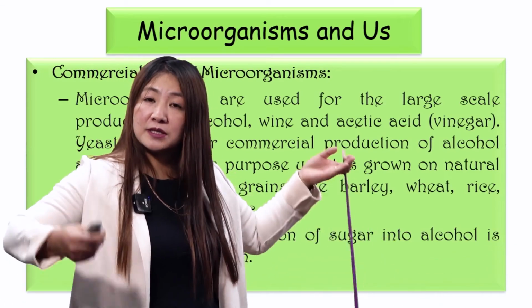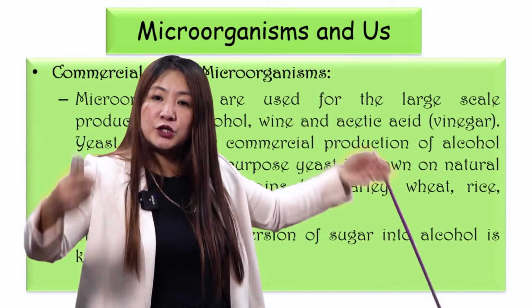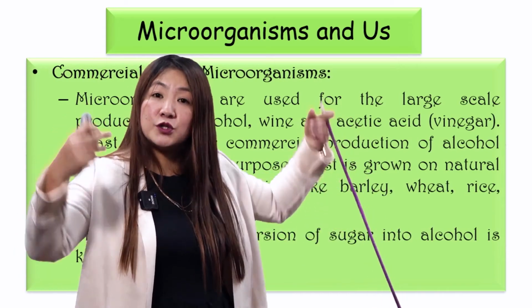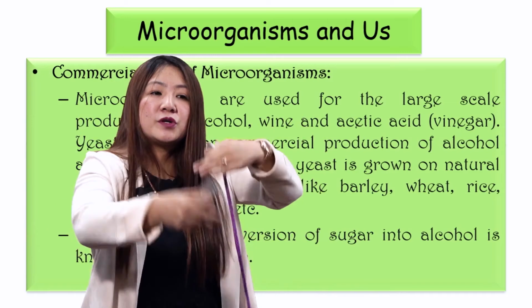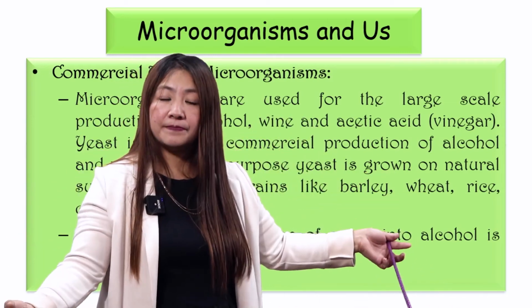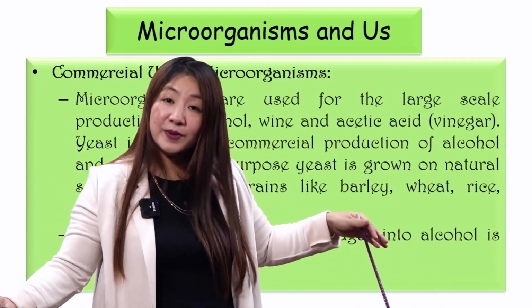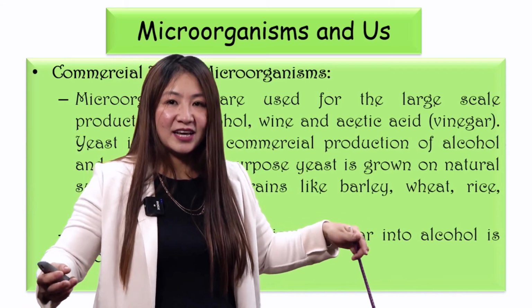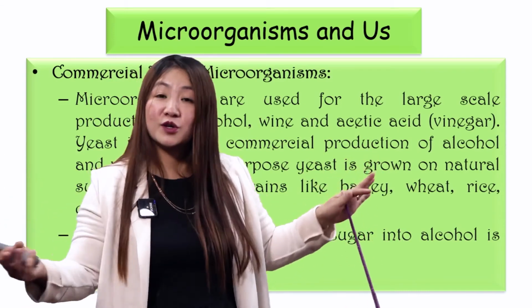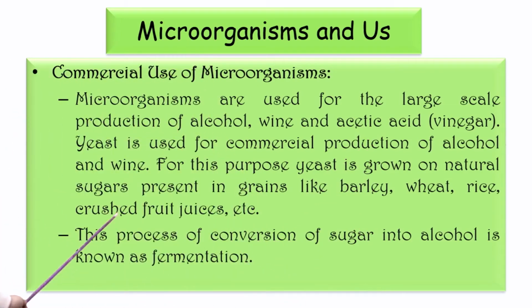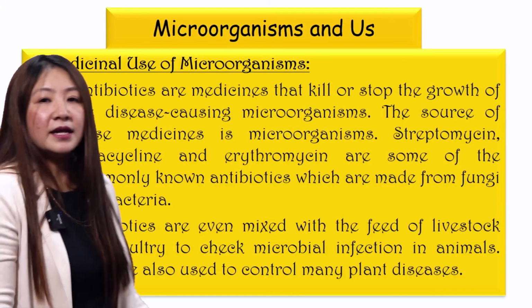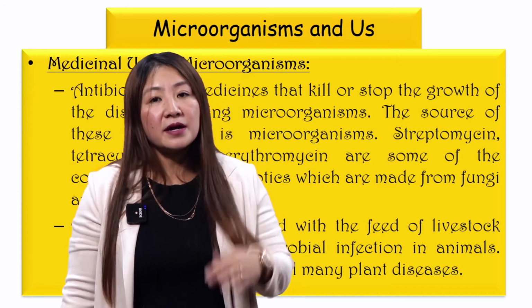Yes, because fruits contain sugar, wheat contains sugar, barley and rice contain sugar. So when the yeast feeds on this sugar, the sugar is turned into alcohol. Okay? Rice beer, zutho, and whatever else, all these are made using yeast. So, see, this process is known as fermentation. What? Fermentation.